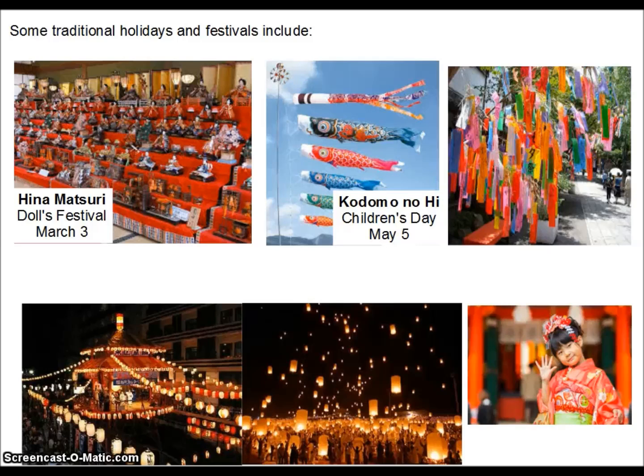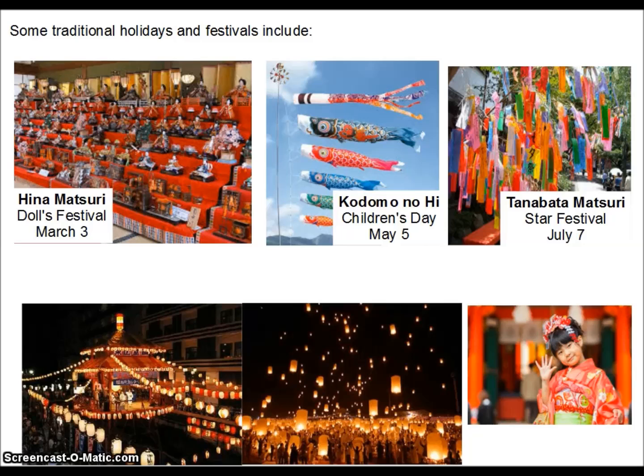And then the next picture we have, those are carp flags, and they are always flown on Kodomo no Hi, so Children's Day, which is every May 5th, and they always have samurai armor. They used to decorate everything because samurai are strong and they're protective, and it's supposed to be protecting children and celebrating them.